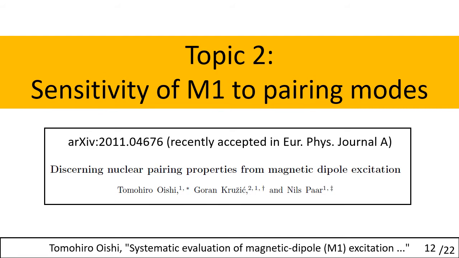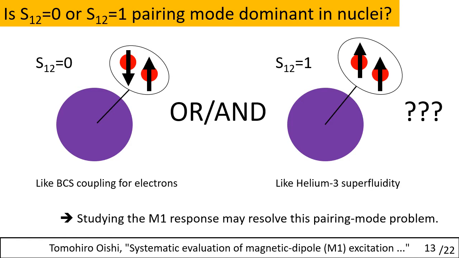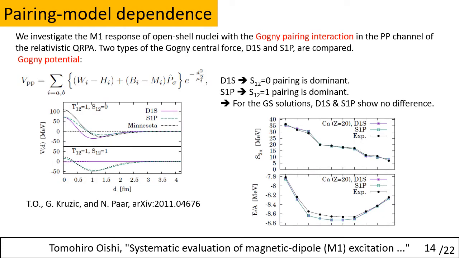Next, I move to the second topic, that is the sensitivity of M1 to the nuclear pairing modes. Our original interest in this part is whether the spin singlet or spin triplet pairing mode is dominant or not inside nuclei. We will show you that by studying the M1 response, it may resolve this pairing mode problem. We investigate the M1 response of open shell nuclei using the Gogny pairing interaction.